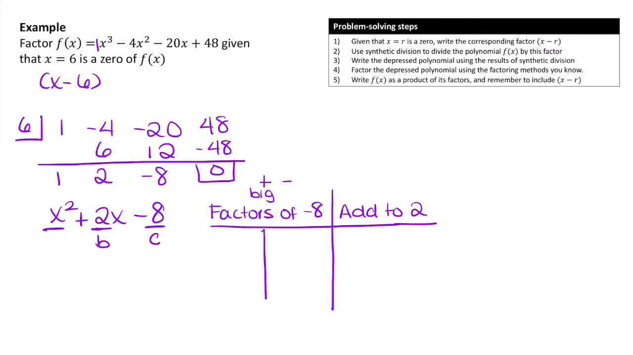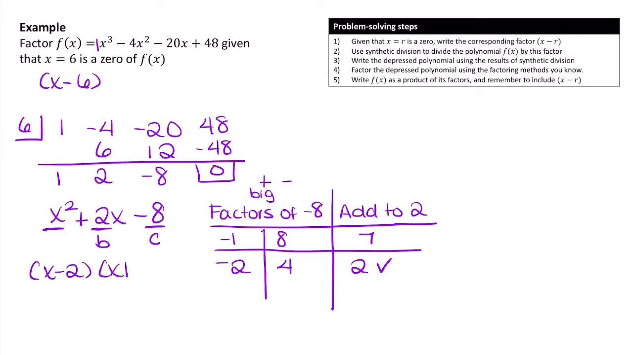So let's now list out the factors of 8. Well, they're 1 and 8, right? And we have 2 and 4. Let's make all the bigger factors positive, smaller factors negative. So negative 1 plus 8 is going to be 7. Negative 2 plus 4 is 2, so that's the pair that works. So I can now factor this trinomial as x minus 2 times x plus 4.